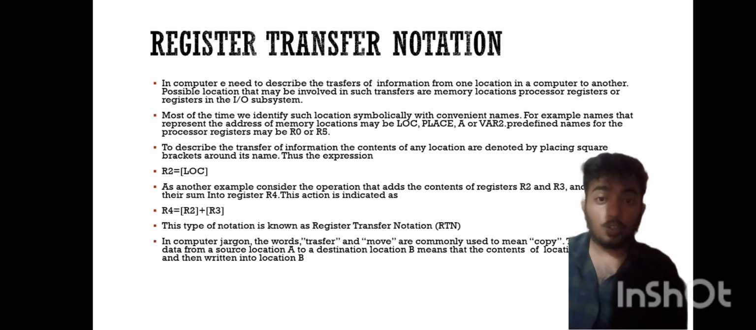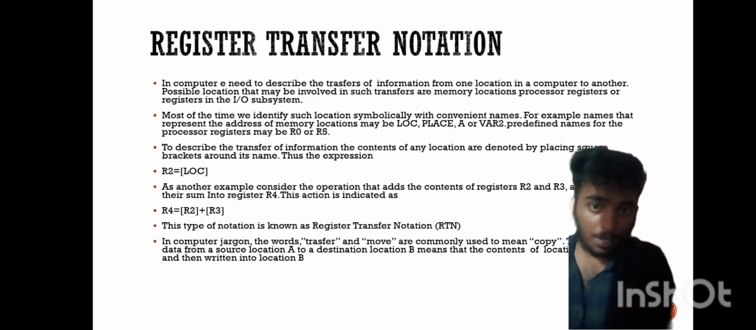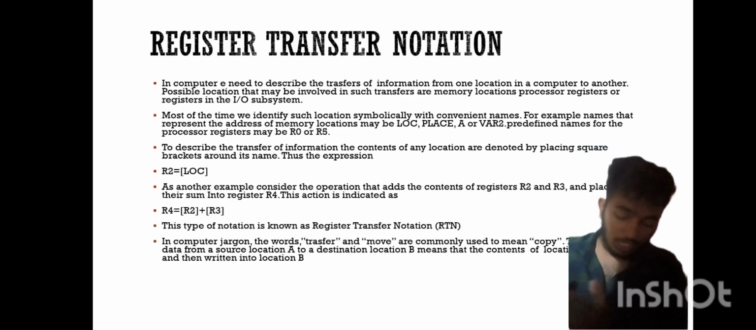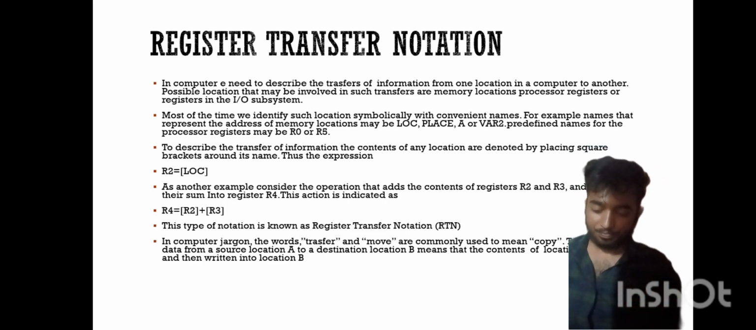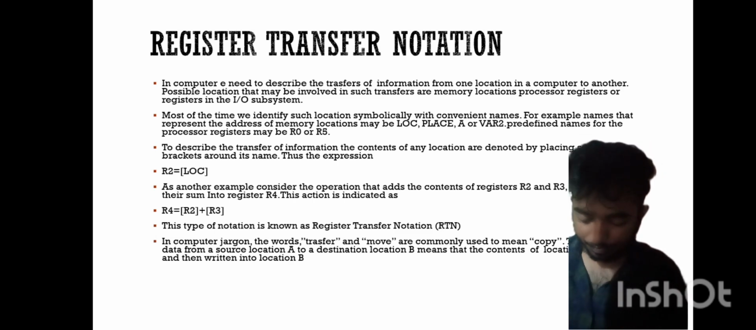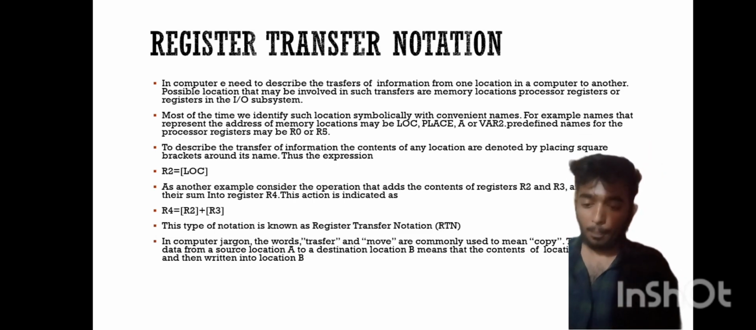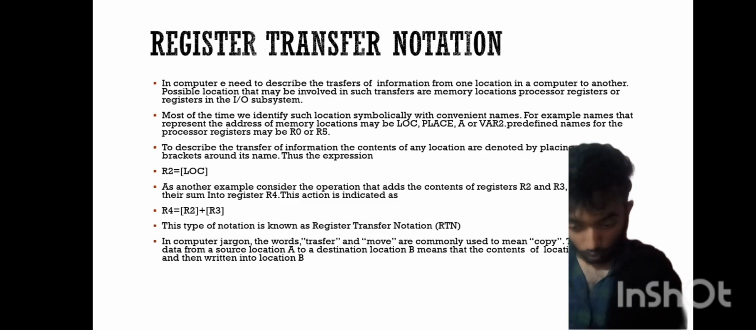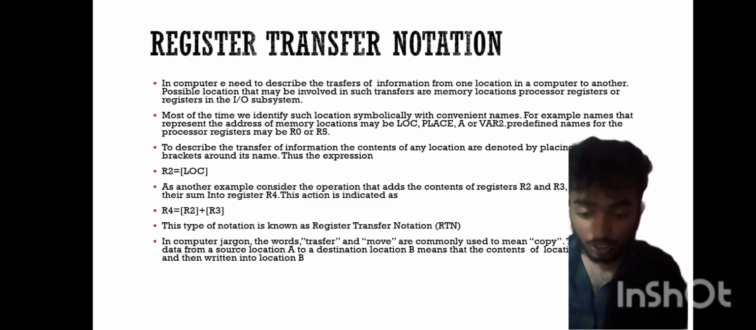Contents of a memory location are denoted by placing square brackets around the name of the location. For example, it is given in the slide. This type of notation is also known as RTN, register transfer notation.